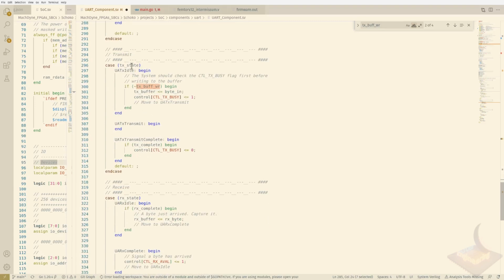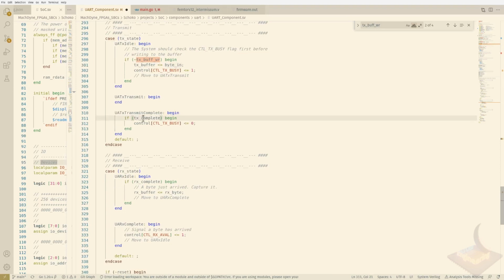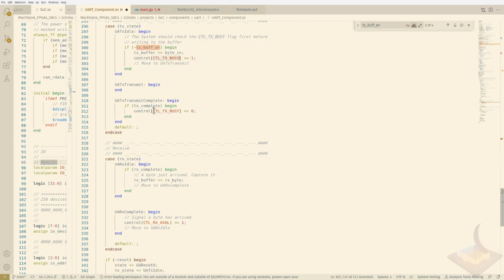Okay, so if we're in the transmitter state and we're left idle, as soon as a byte comes in, we take it, throw it in our buffer, set that flag that we were clearing up above, and move on. For the transmit complete, we set our busy flag to 0. So that's the other end of this idle state right here, and that's it.